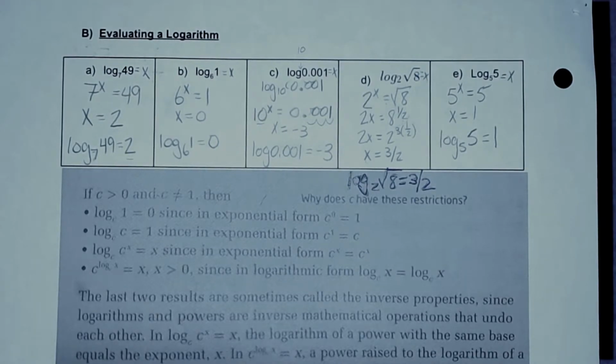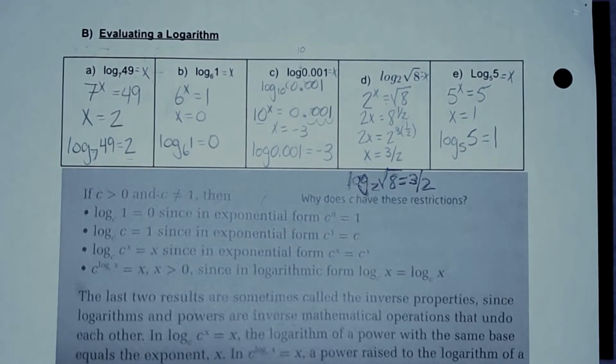Now, we have some rules about the logarithm, and this will help us to understand how we need to resolve the equations when we're presented with them. So if c is greater than 0 and c cannot equal 1, then log c of 1 is equal to 0, since in exponential form c to the power of 0 equals 1. Log c of c equals 1, since in exponential form c to the 1 equals c. Anything to the power of 1 is itself.